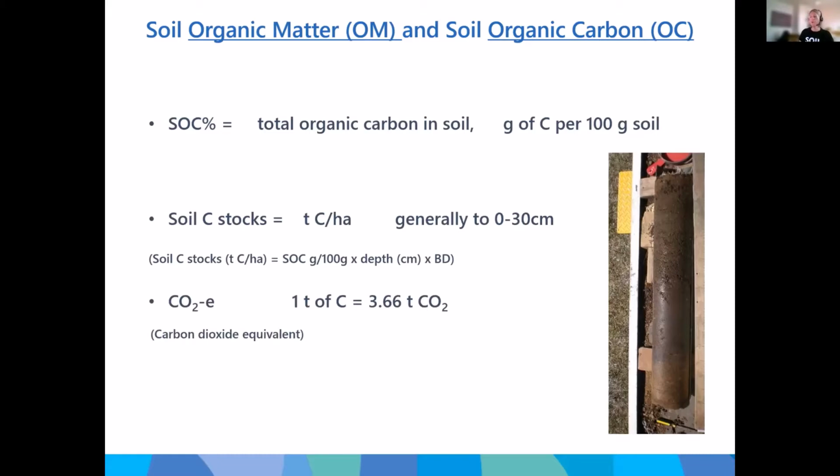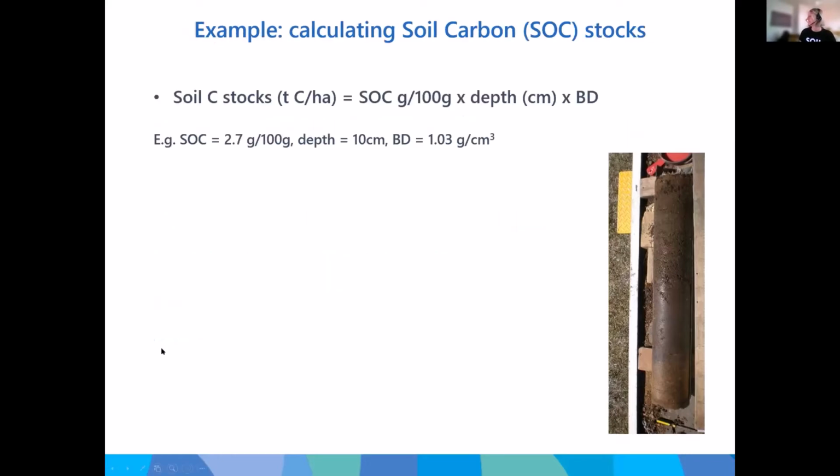Now, the other unit that we talk about in terms of carbon trading is carbon dioxide equivalents. We know that 1 tonne of soil carbon is equivalent to 3.66 tonnes of carbon dioxide. The carbon price, I think at the moment on the voluntary market, was about $25 a tonne, and that's carbon dioxide equivalents. So 1 tonne of carbon in soil is equivalent to 3.66 tonnes of carbon dioxide in the atmosphere.